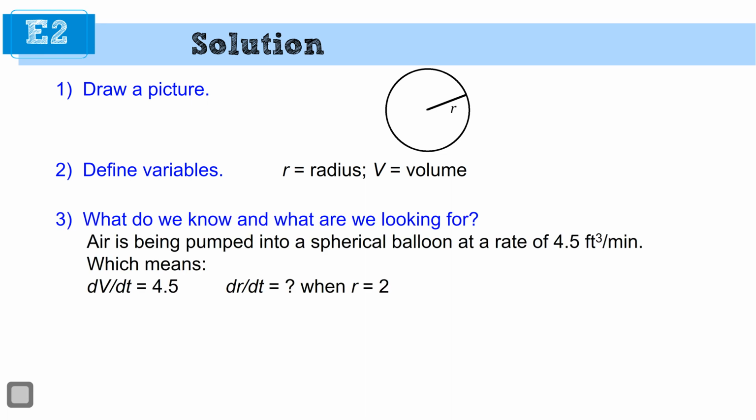What do we know and what are we looking for? It tells you how much air is being pumped into the balloon. That becomes the change in volume. So dV/dt is 4.5. It's positive because the volume is getting bigger. If the volume is getting smaller, it would be negative. So you could ask the same problem, but the balloon is leaking. If the quantity is going down, the rate is negative. And what are we looking for? I'd like to know the rate of change of the radius when r equals 2.